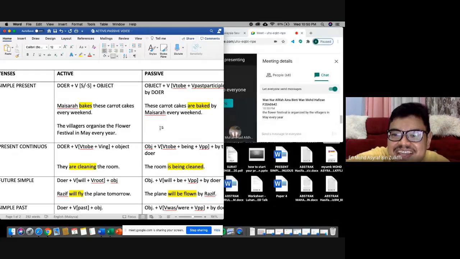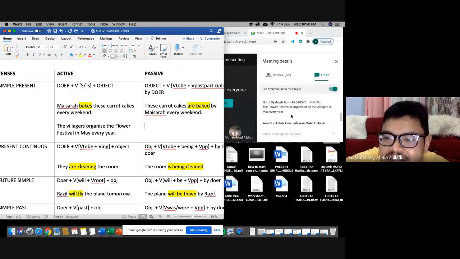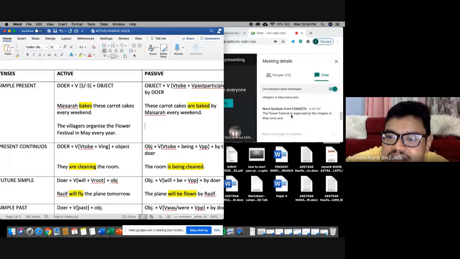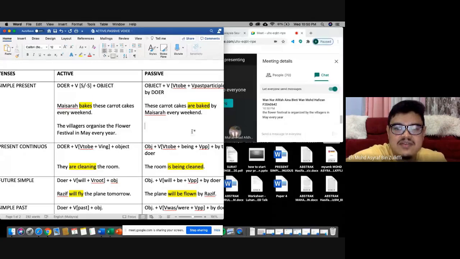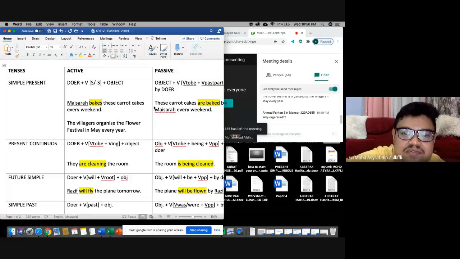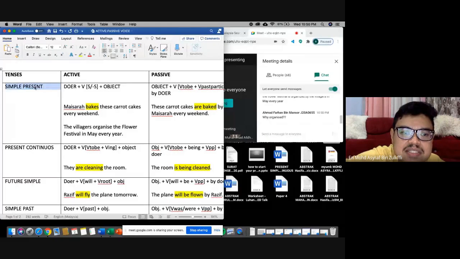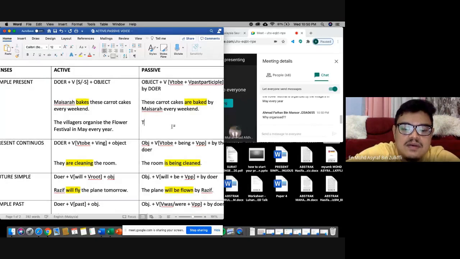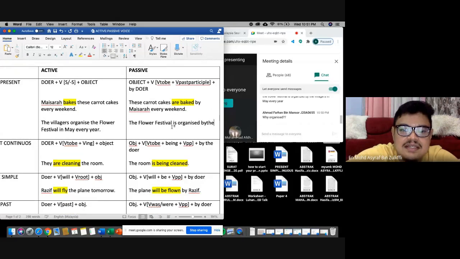Okay. All right. Yes, I think Wenor Afifa and Nurul Shafika. Look at the answer of Nurul Shafika. The flower festival is organized by the villagers in May every year. Correct. The flower festival is organized by the villagers in May every year. Yes, correct. Right. So you have to be careful with the formula here. Right. So this tense is in the simple present tense. So the flower festival is organized by the villagers in May every year.